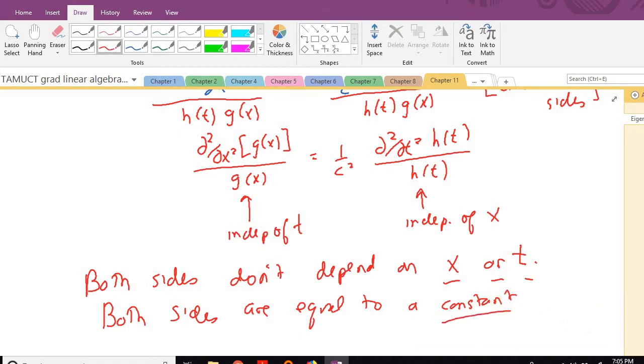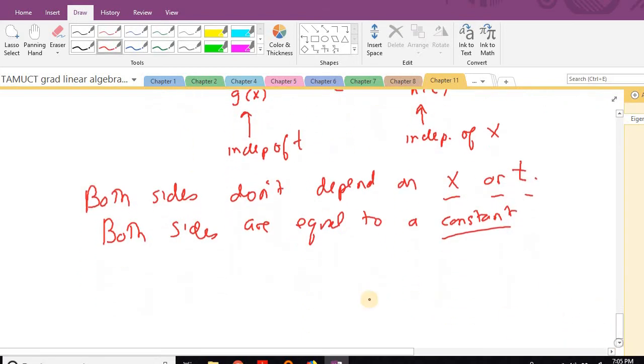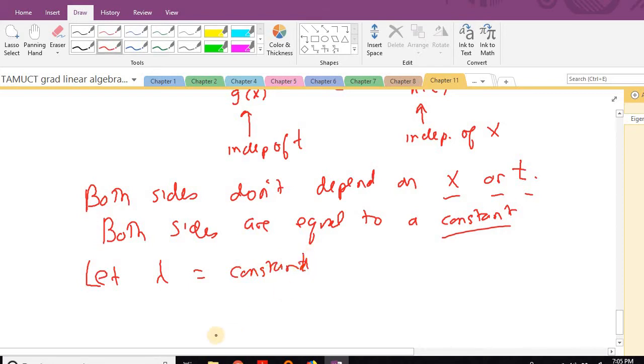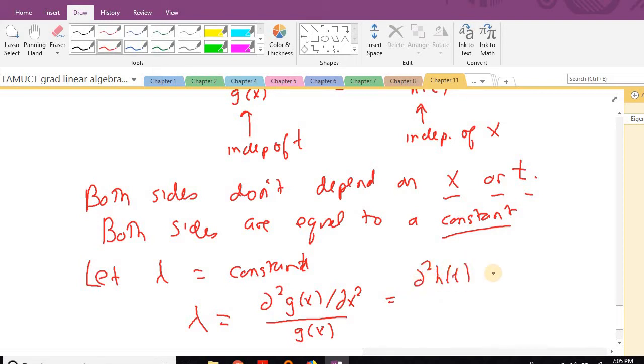Okay, and we'll call that constant lambda. We'll let lambda be the constant. So what I have is that lambda is equal to d squared g of x dx squared over g of x. And it's also equal to d squared h of t dt squared, and then this is over c squared times h of t.